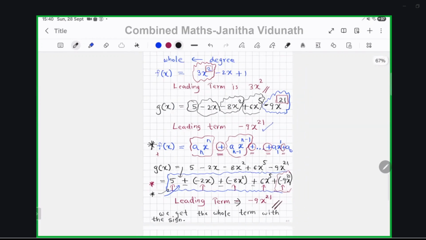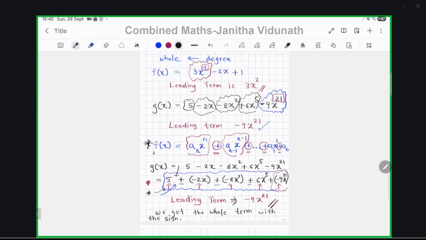Okay. Write down these two examples. This is the first example. This is the second example.